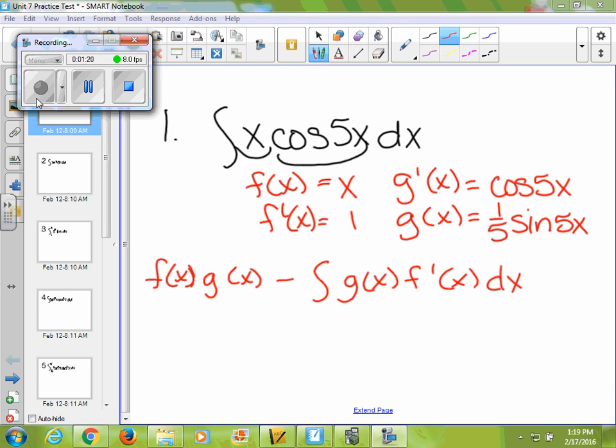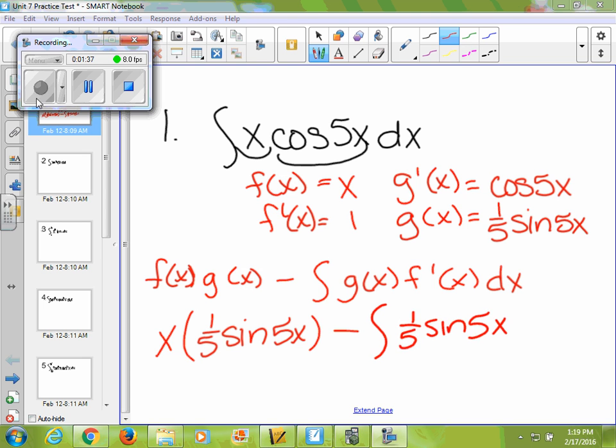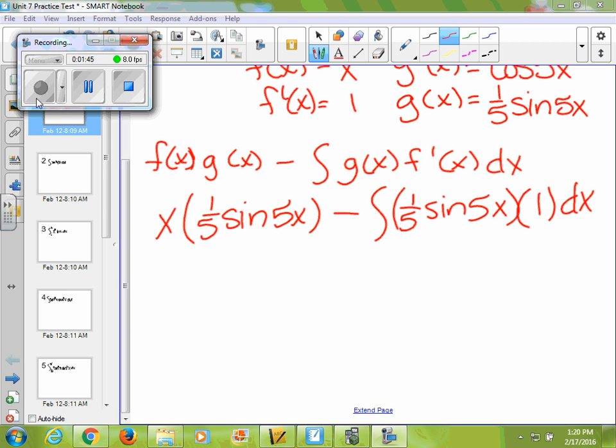So if we put our pieces together, f of x is x, g of x is 1/5 sine of 5x, f prime of x is 1, so you end up with x times 1/5 sine of 5x minus the integral 1/5 sine of 5x times 1 dx.